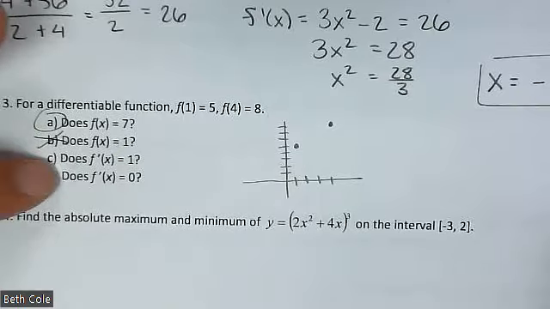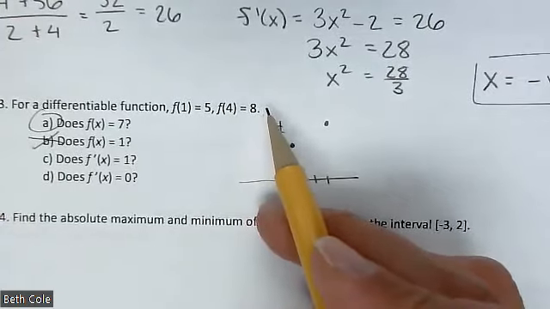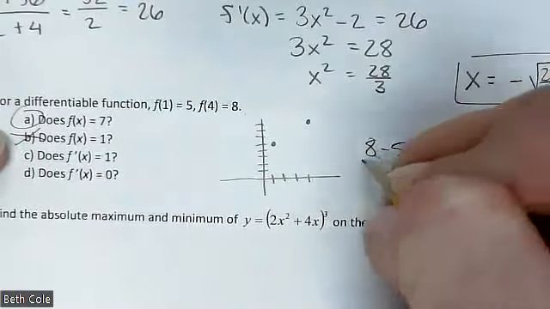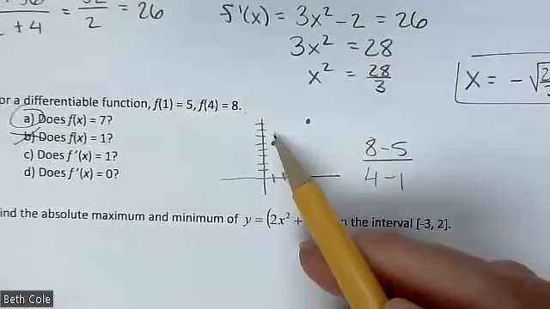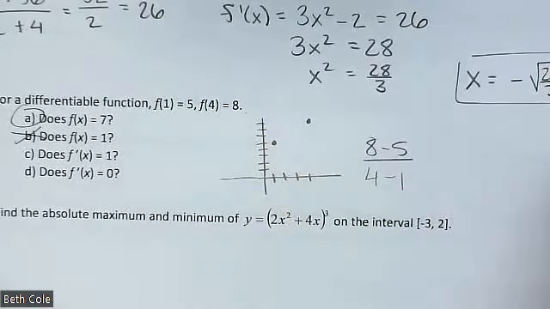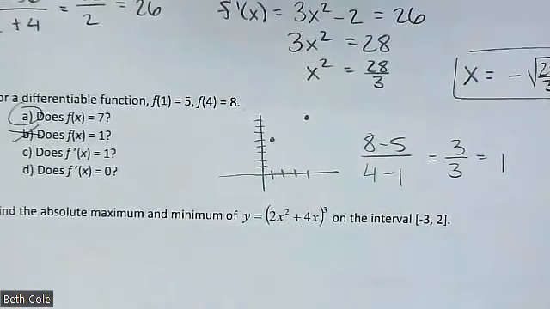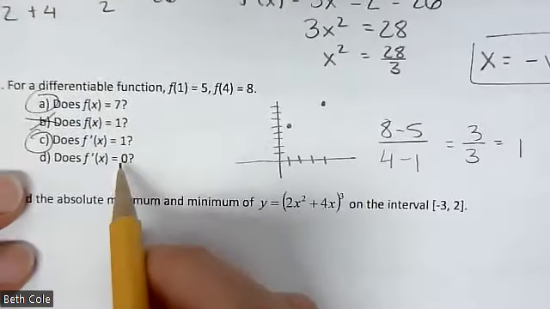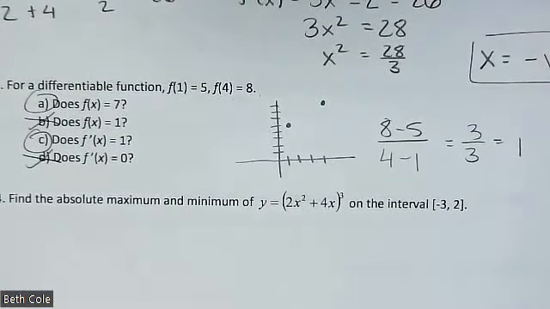Now, C and D are mean value theorem. You're going to have to find the slope and see if the instantaneous rate of change equals the average rate of change. So you would have to do 8 minus 5 over 4 minus 1. Or I guess if you already drew it, you could just count the little boxes like you did in Algebra 1, how much up and how much over did it go? But that would be 3 over 3, which is 1. So letter C, does the derivative equal 1 at some point? Yes, because we got 1. Does it necessarily have to equal 0? No. Okay, it's just what you're guaranteed.